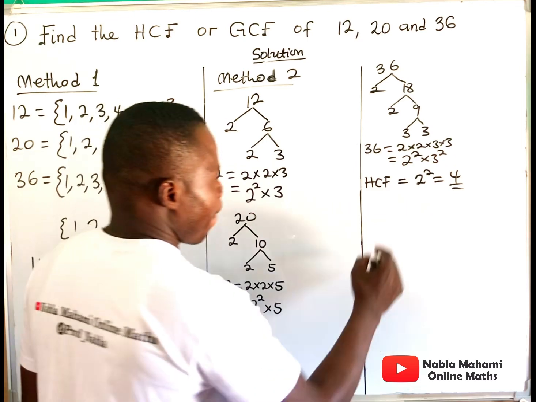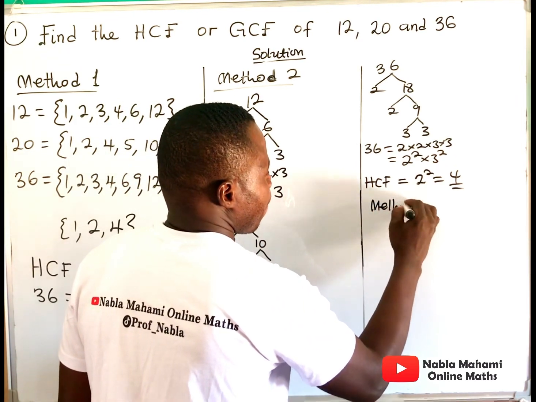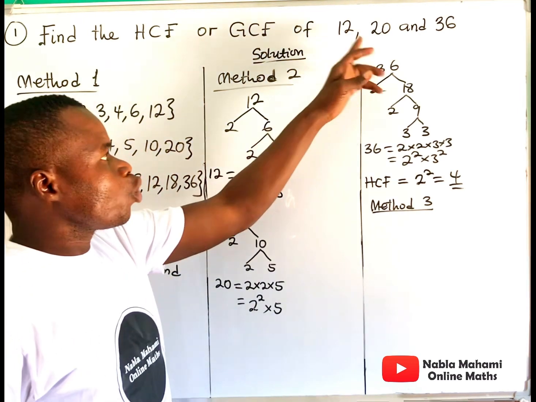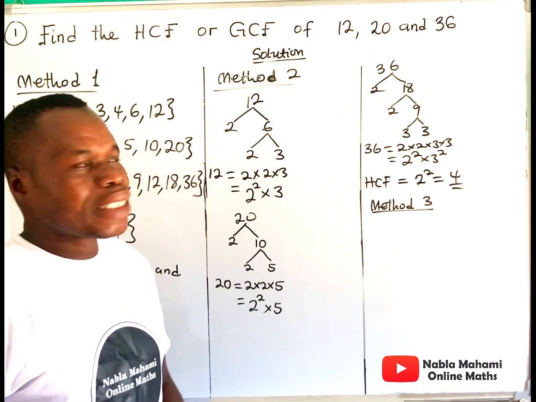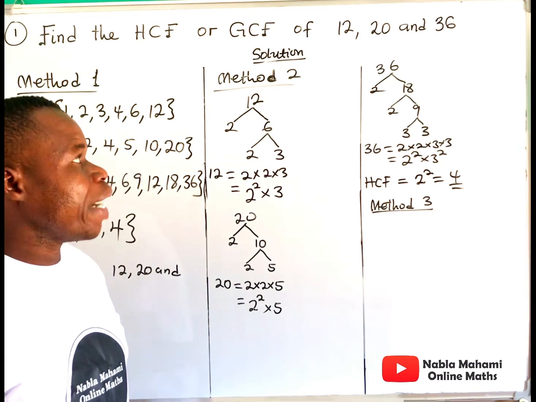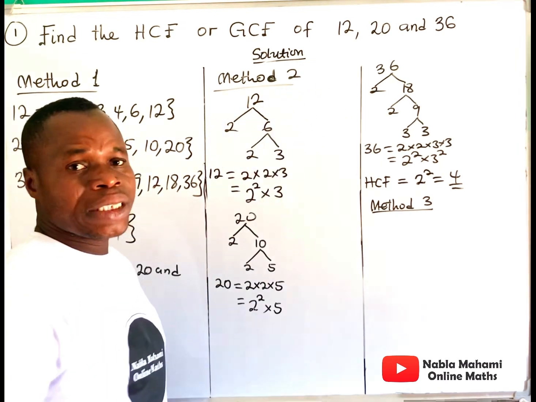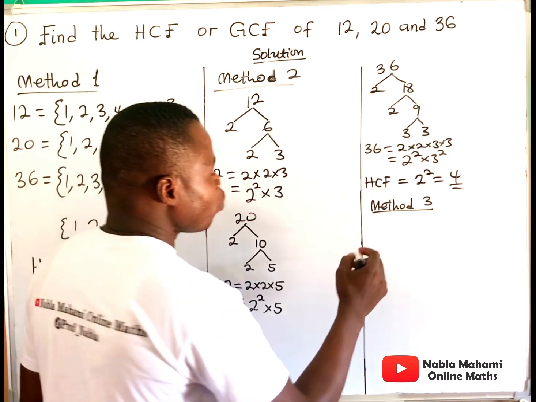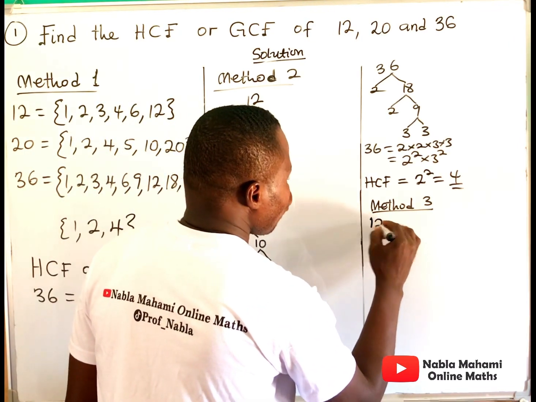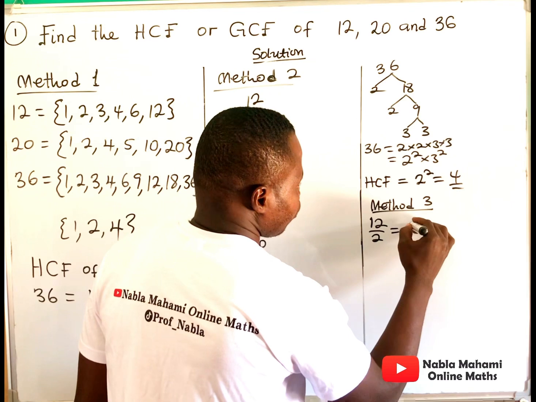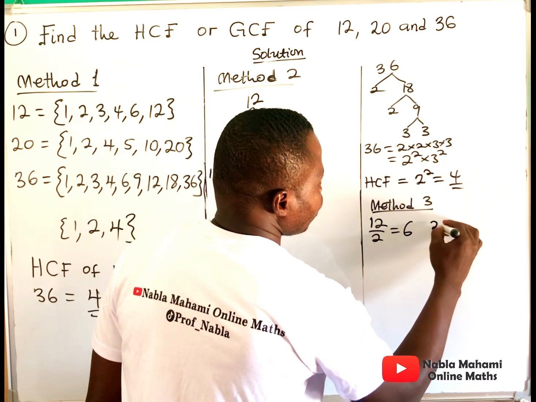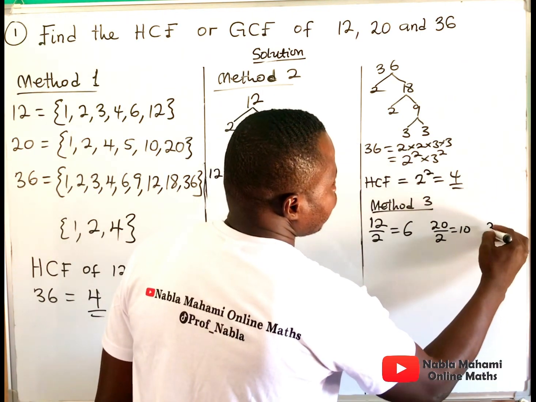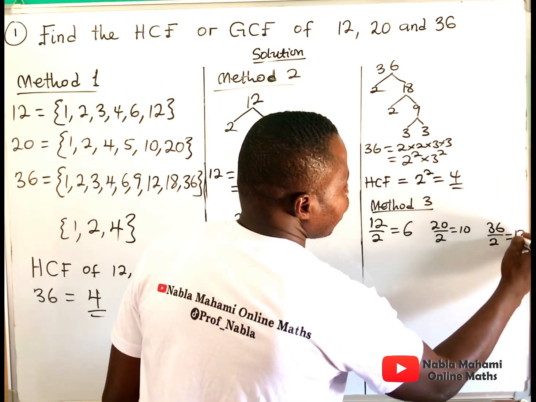Now, method 3. Take 12, 20, and 36 and divide them by a common number, a number that can divide all these numbers without a remainder. So you can see that all of these numbers can divide by 2. So what I'll do is that I'll take 12 over 2, I'll get 6. 20 over 2, I'll get 10. Then 36 over 2, I'll get 18.